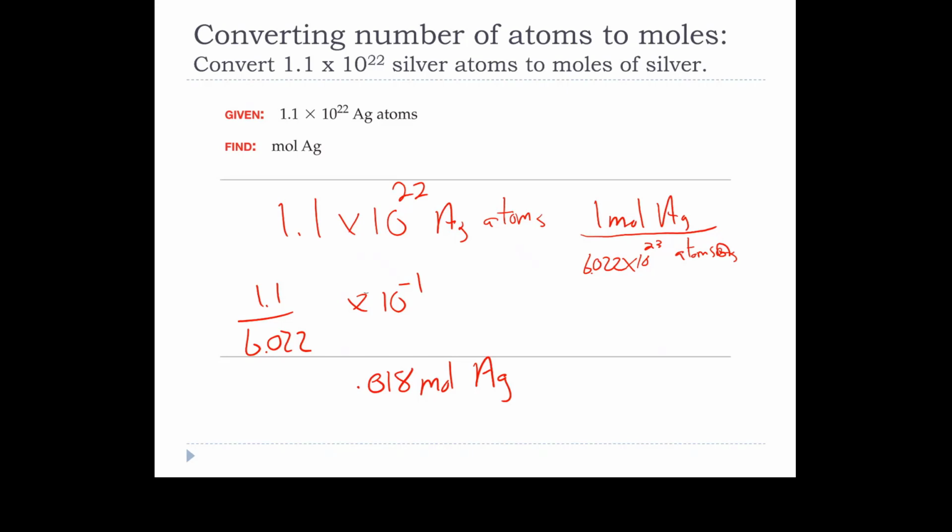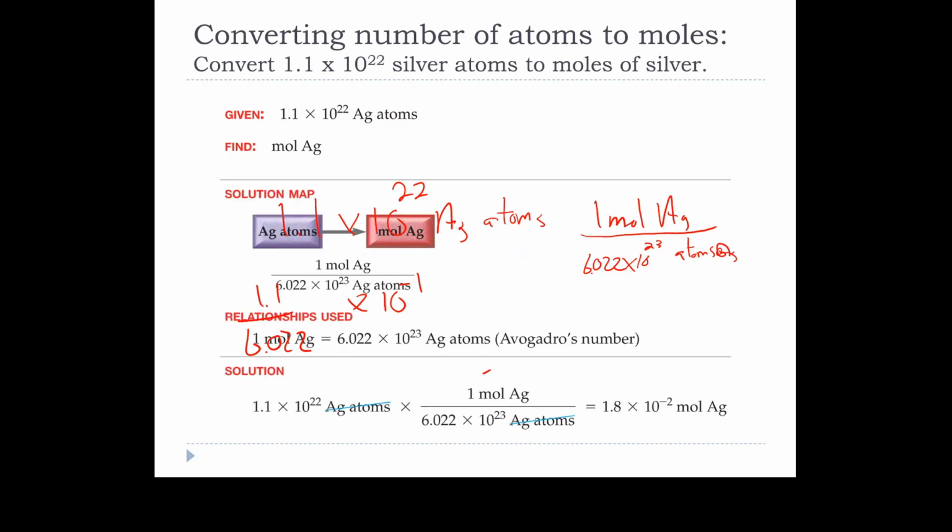To ballpark that in my head, I went, well, that's a sixth, right? 1.1 over 6.022 is roughly a sixth. So what is a sixth? Well, a third is 0.33. A sixth would be half of that. So that's about 0.17, 0.18, right? But then it's got the 10 to the minus 1, so that moves the decimal place one place, so 0.018.